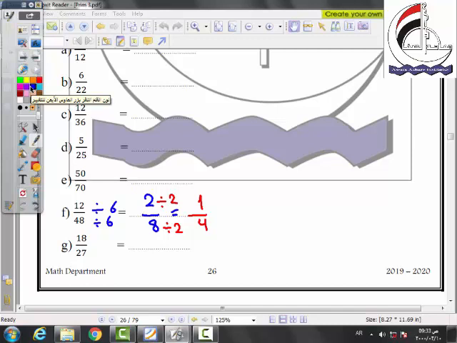18 over 27. Now, what is the greatest common table? We will find table 3 and table 9. Then we will choose table 9. Divide by 9 up, divide by 9 down. 18 divided by 9 is 2. 27 divided by 9 is 3. Okay? Then 2 over 3 is the simplest form of 18 over 27.